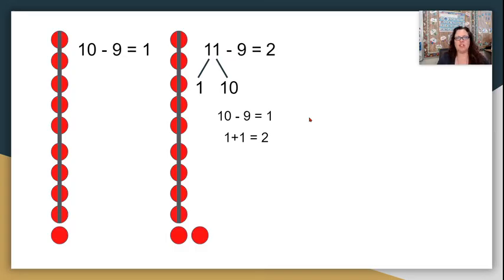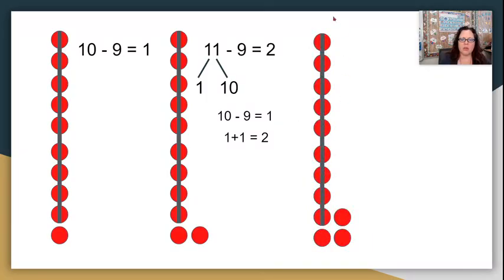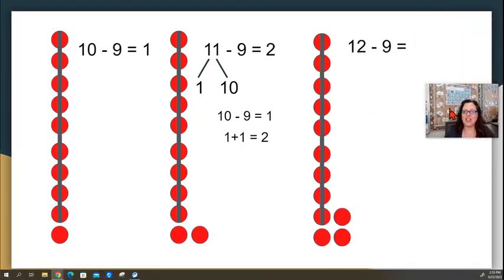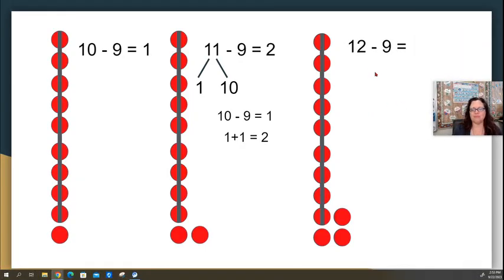And you can check that, even use your fingers. I like to grab and count back up. I'm going to grab the 9, 10, 11, and I have 2 fingers as I count to that. That's another way you can check it. All right, let me show you another one. What is my number sentence for this one? Shout it out. Yes, if you said 12 minus 9, you are correct.